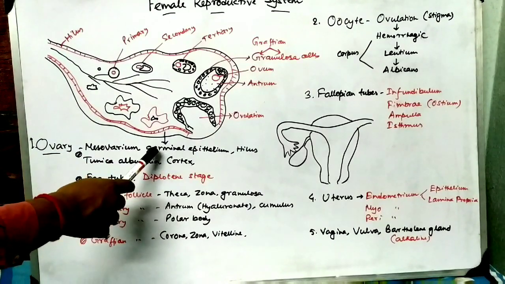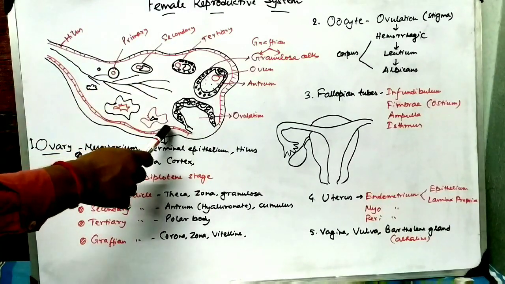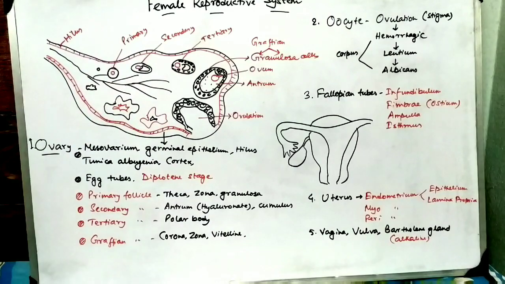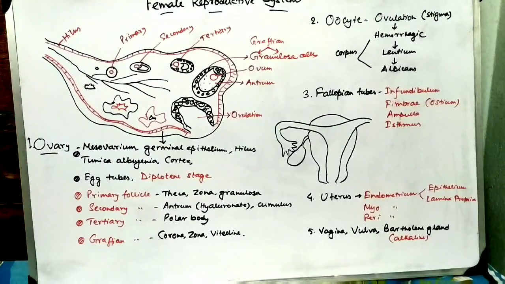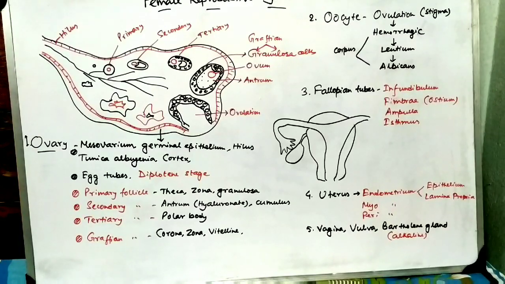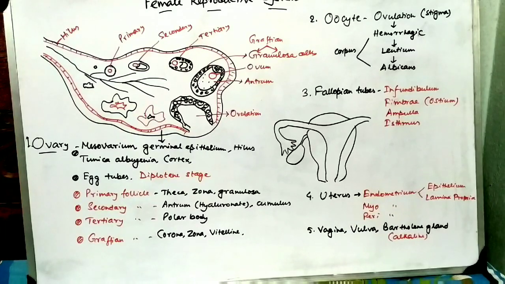Next one is the germinal epithelium. The red colored layer here is the germinal epithelium. This is the germinal epithelial layer, and the germinal epithelium layer actually produces the germ cells, or the oogonia. So oogonia is produced from the germinal epithelium.